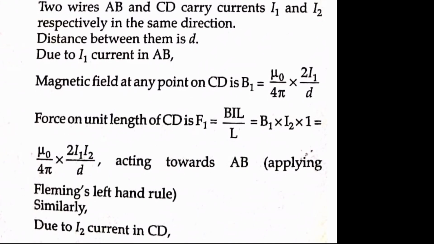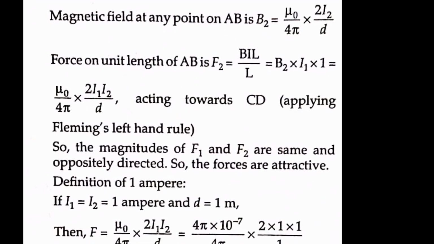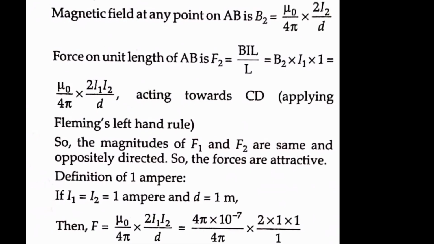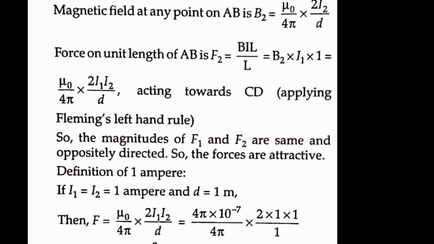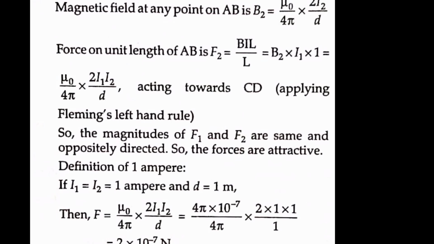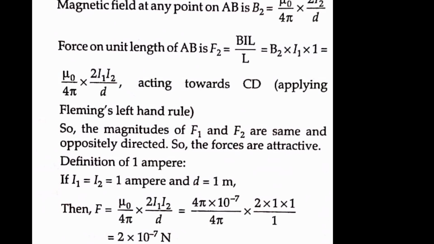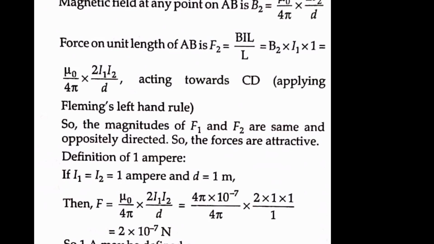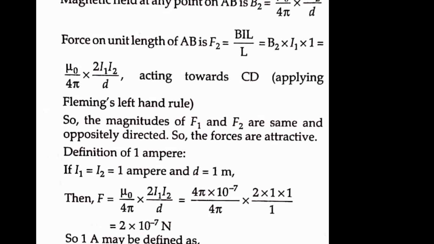Now due to the I2 current in CD, the magnetic field at any point on AB is B2. In a similar way, due to current I2 in CD, a magnetic field will be produced at AB also. So how can we find that? That is mu 0 by 4 pi into 2I2 by D. So that change we have to make there. Then the force on unit length of AB is F2. F2 will be equal to BIL by L. The same equation we are using here. So B2 into I1 into 1 will be equal to mu 0 by 4 pi into 2 I1 I2 by D. That will be acting towards CD.